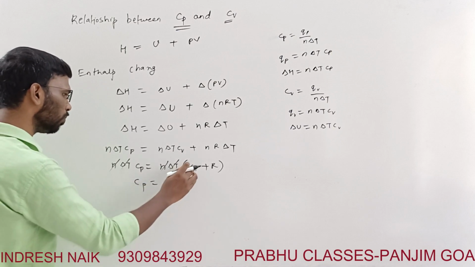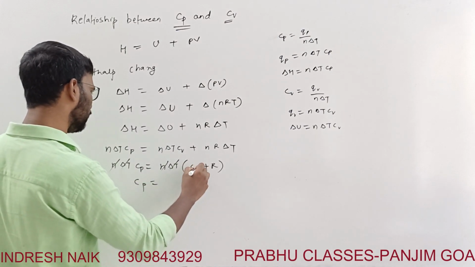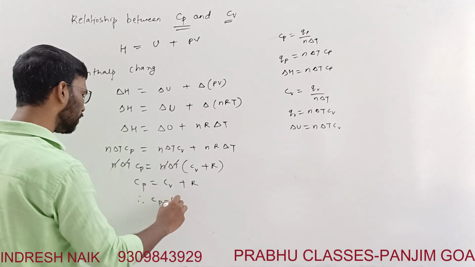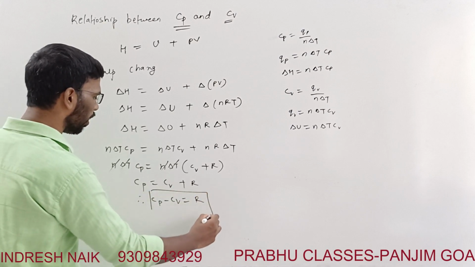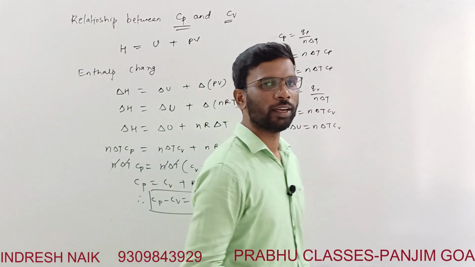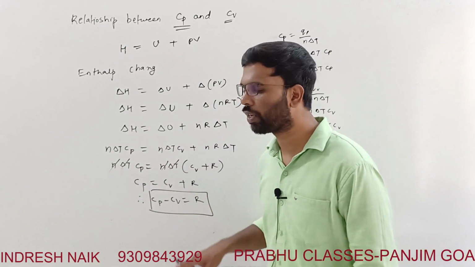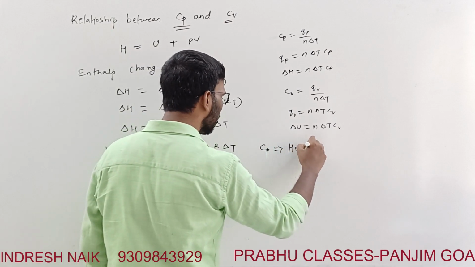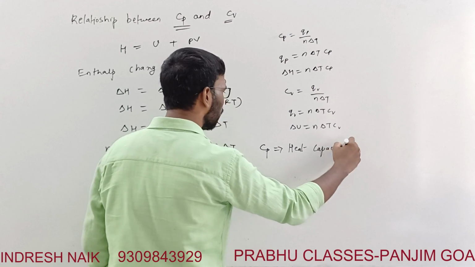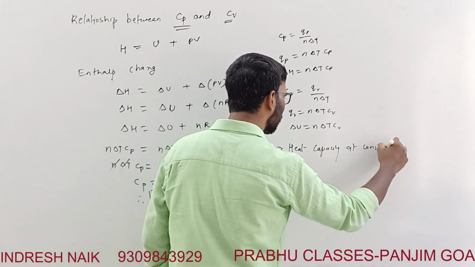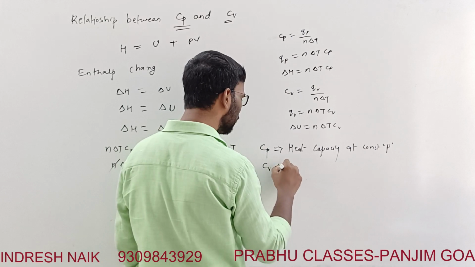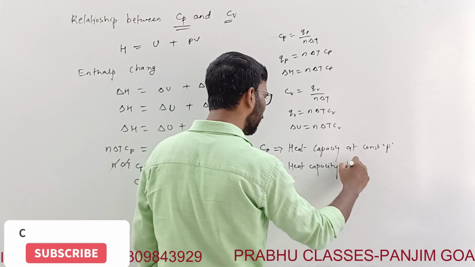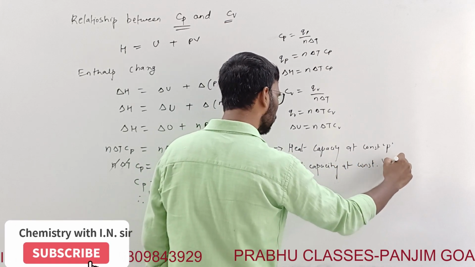So Cp is equal to Cv plus R. Therefore Cp minus Cv is equal to R. This is the relation between heat capacity at constant pressure and heat capacity at constant volume. So what is Cp? It is heat capacity at constant pressure, and Cv is heat capacity at constant volume.